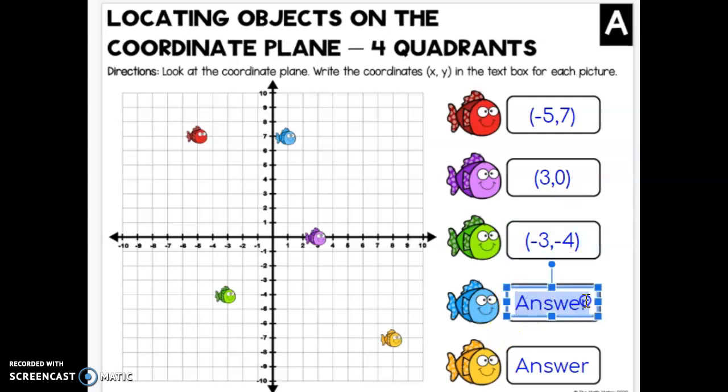Then we're going to see where our blue fish is. I feel like I'm Dr. Seuss today. Red fish, two fish, blue fish. Okay, so I hope you guys know that book.